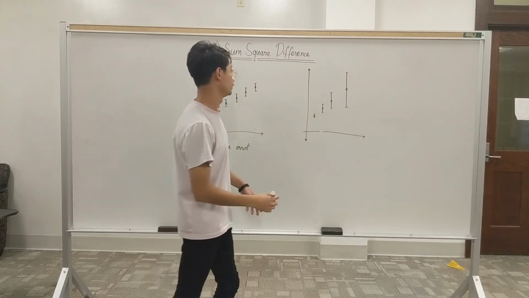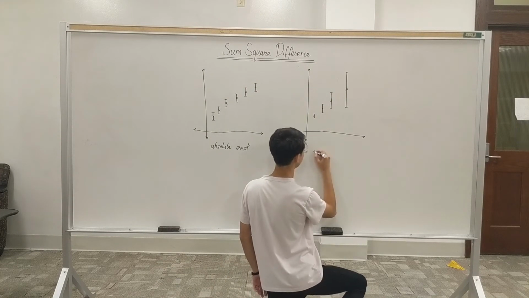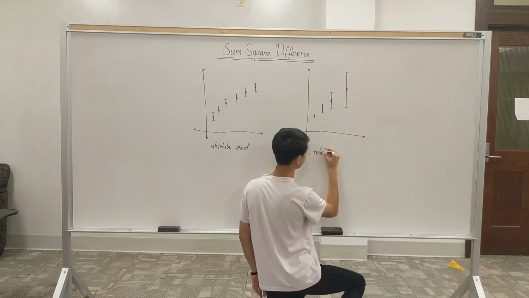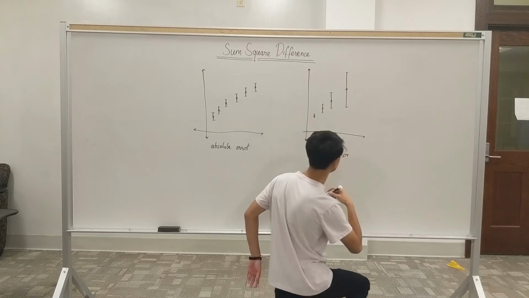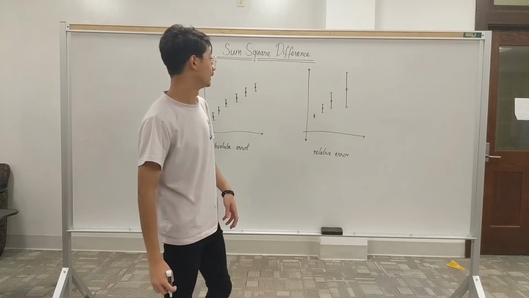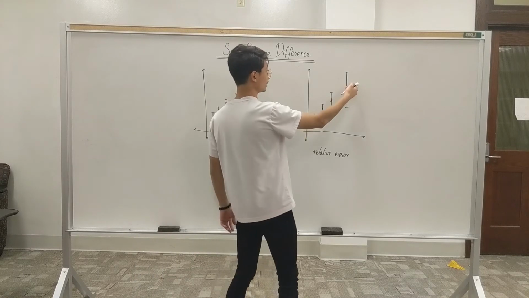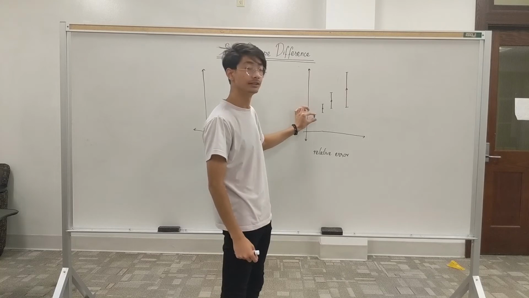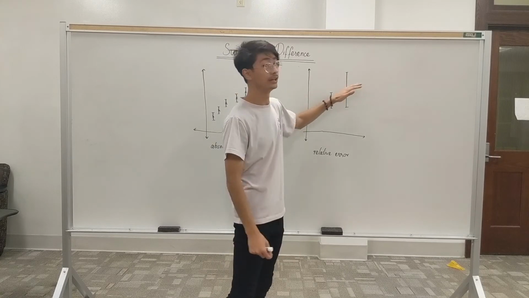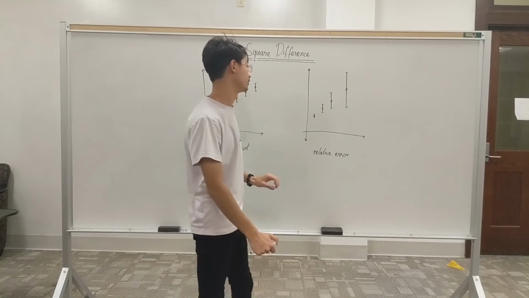Yeah, so this one is for relative error. Whenever there's a percent error in an instrument, the error is going to look like this. At first, there's a very small error in the magnitude, and as the measured value gets larger, the error gets larger as well.